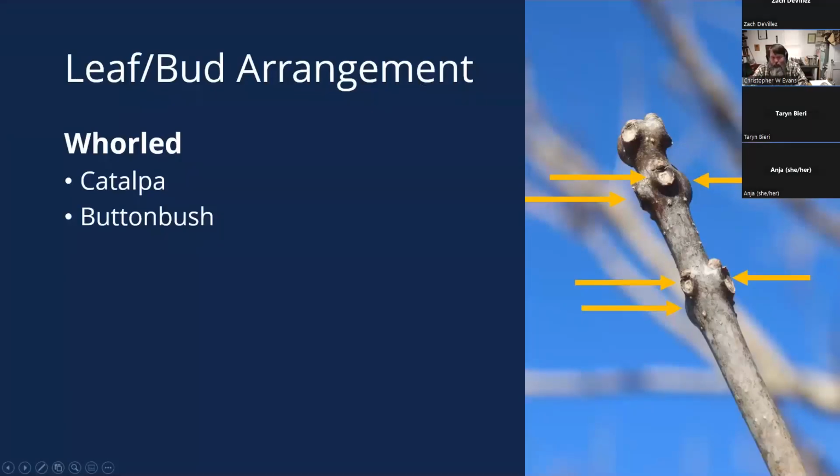And then there's this weird category that's not opposite or alternate, and there's just a couple of species that fall into this, and that's whorled. Whorled basically means there's three or more buds or leaves radiating out from the same point. You can see in this catalpa picture on the right, both of these ranks of buds, there's three buds coming out from there. So if you find a woody plant that has three or more buds coming out from the same place, then you're looking at a whorled plant. Very, very few species fall into this. So if you find that, it's usually a pretty easy task to narrow it down from there.